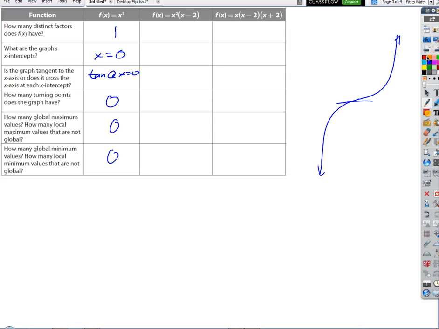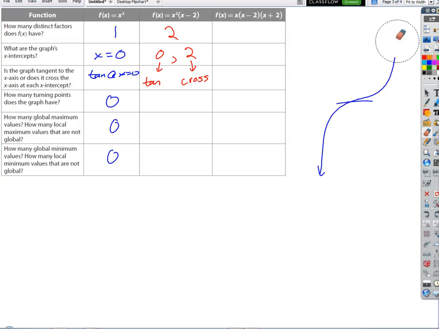Let's try the next column. How many distinct factors? 2. What are the x-intercepts? Okay, 0 and 2, good. And then tangent or crossing? Both. This one's going to be tangent, and this one's going to cross, right? Everybody agree? Yeah. Because it's an x squared. If the x minus 2 were the quantity being squared, that would have been the place where these would have been switched. It would have been tangent behavior at that x-intercept, right? How many turning points is this one going to have? 2. Okay, now let's think about this one. We can already start to get a little bit of a sketch of this.